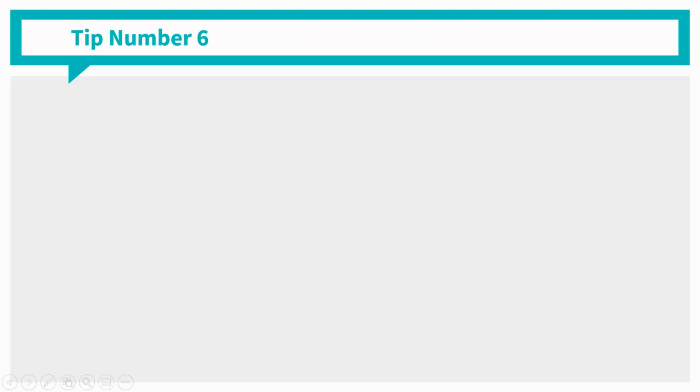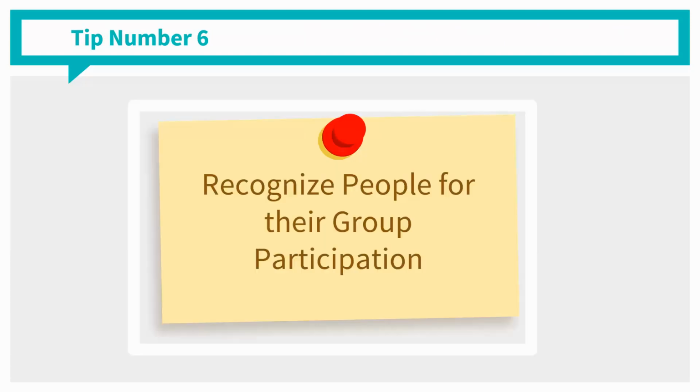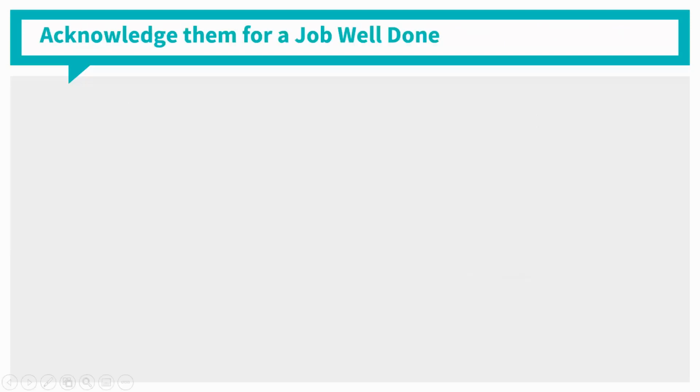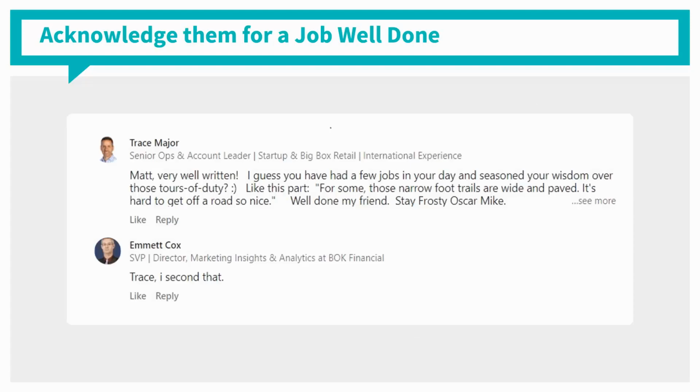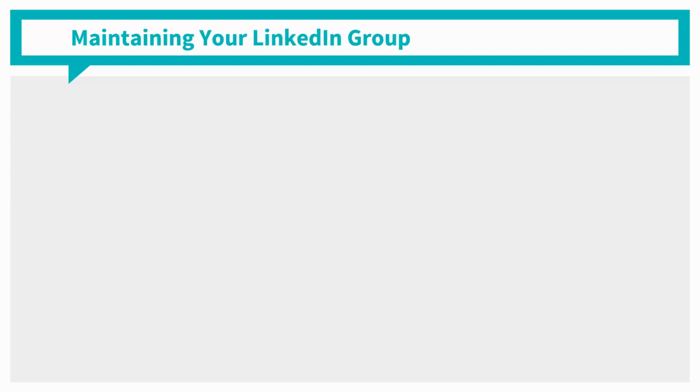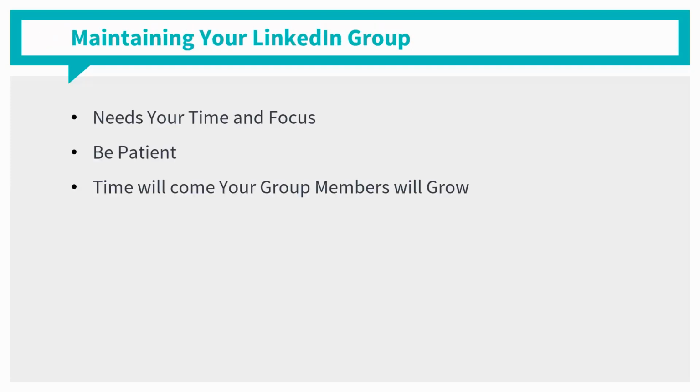Tip number 6. Recognize people for their group participation. People who get recognition for a job well done are more eager to repeat that activity that caused that recognition. Maintaining your group needs your time and focus. Be patient and time will come that your group members will grow but still maintaining a harmonious group discussion.